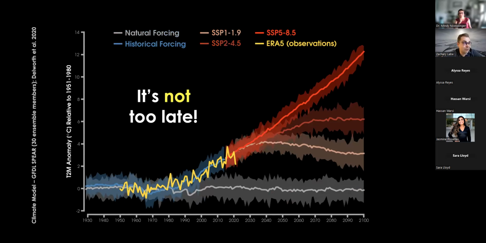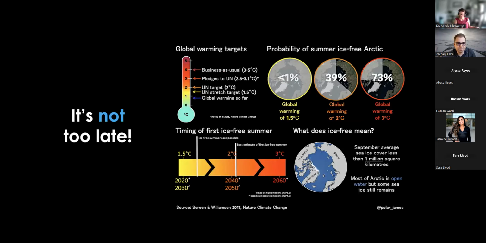My message here, and I take this from Ginger Zee, if you've ever heard of her, she's a meteorologist, I think she's now with ABC, and she has this really great show called It's Not Too Late, about climate change solutions stories. And that's my message here. It's not that this is a horrible outlook for the Arctic, but that there's quite a lot of spread depending on the choices we make over the next decade or two in particular.